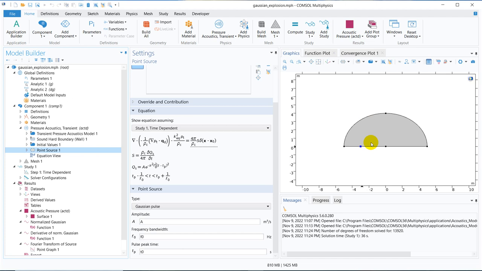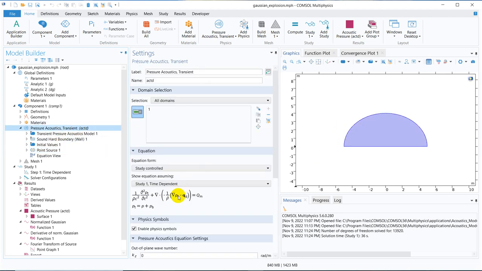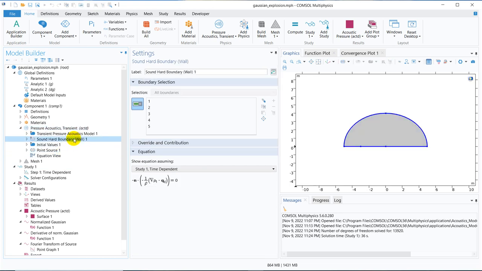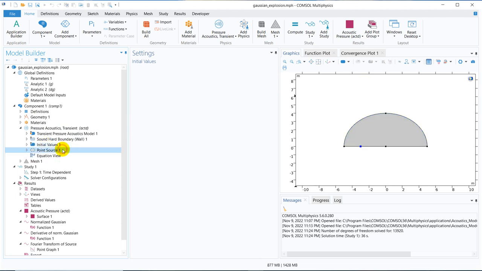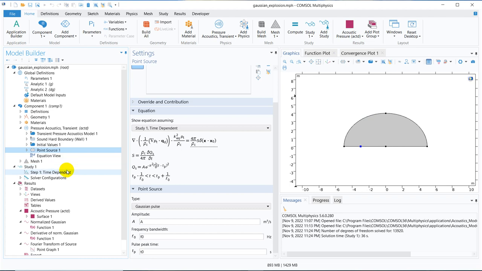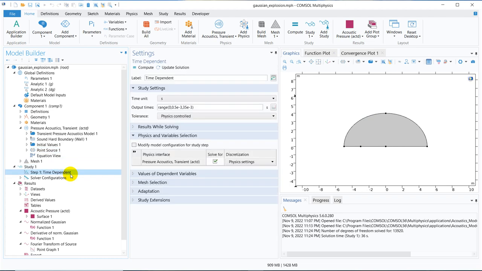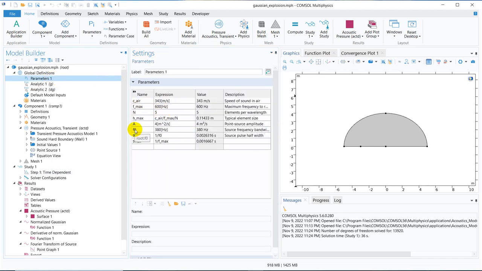So for this propagation, what we need to do is solve this time dependent equation, the transient pressure equation. All those are the boundary conditions; sound hard boundary conditions have been taken for the rest of the places. Initial values are kept at zero, and I have mentioned the point source in detail, and then it is solved for the time dependent part. In time dependent, we are basically solving for this particular time range, and the information about this time scale has come from those frequency and other parameters.